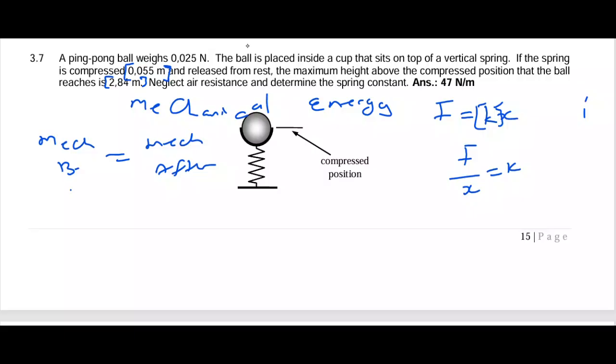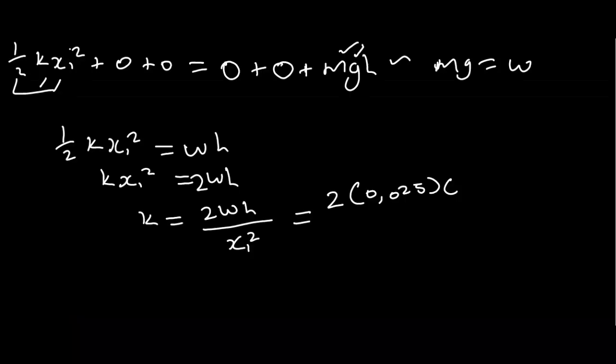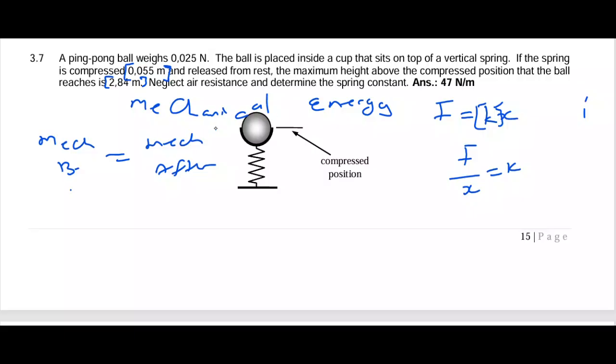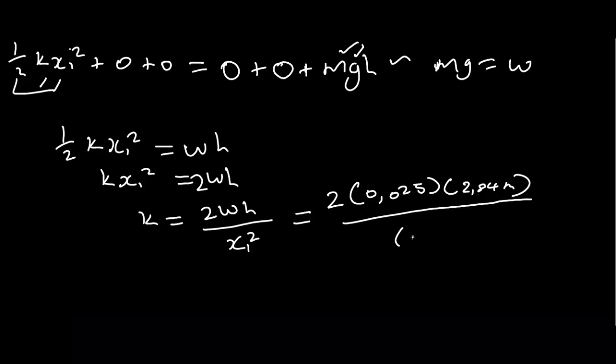So now we're going to check the height. The height is 2.84 meter, divided by, remember, the square of the spring's compression, or the displacement of the spring, which is 0.055. Then now we're going to punch our calculator and then we get the answer.